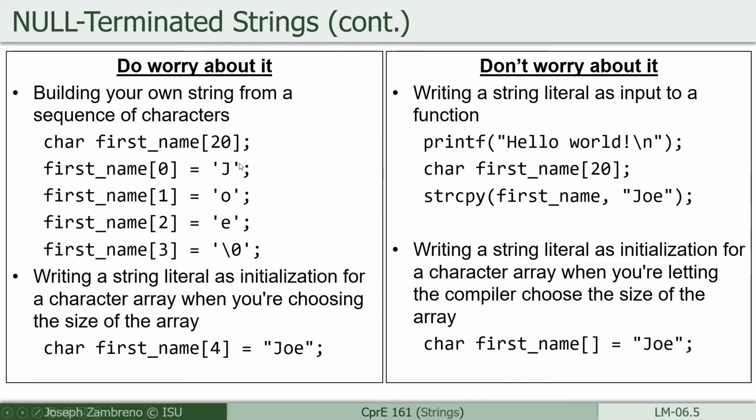And if you do so, you need to make sure that you're including the actual letters you're interested in, but also including that null byte at the end, and that you have sufficient space to store it. You also need to be aware that the null byte exists when you're initializing a character array and explicitly saying here is the length of the array. char first name of size 4 equals Joe. If I do size 3, that's actually wrong.